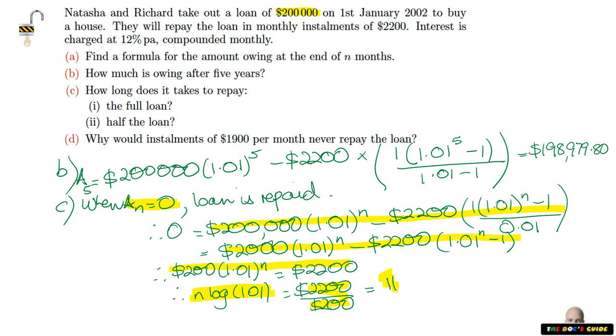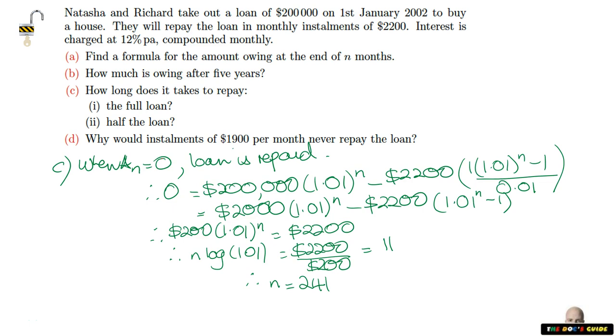So while after 5 years we'd hardly paid any, to repay the full loan only took 11 years. 241 months. Sorry, 241 months. Sorry. So 11 was this thing here, obviously. I should make the recordings straight after I solve them, not a day or two later. So 241 months.